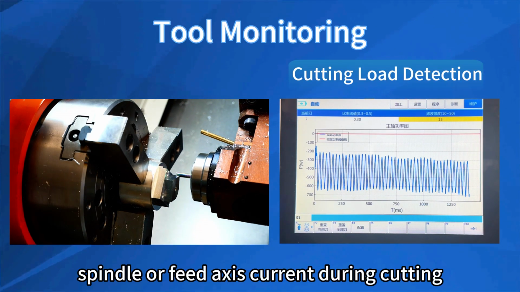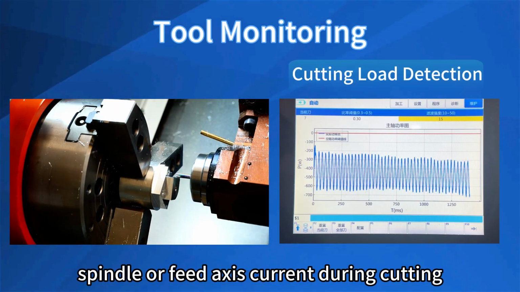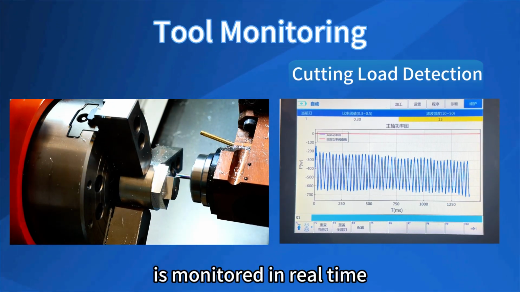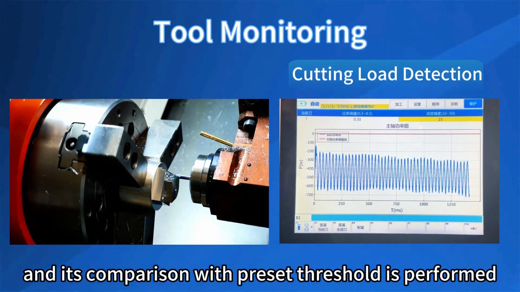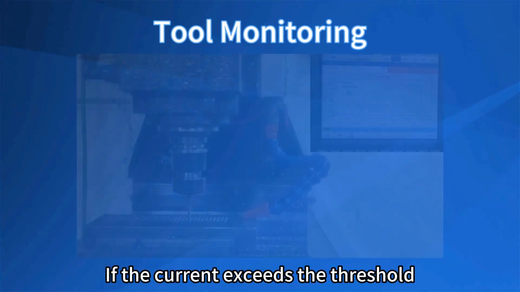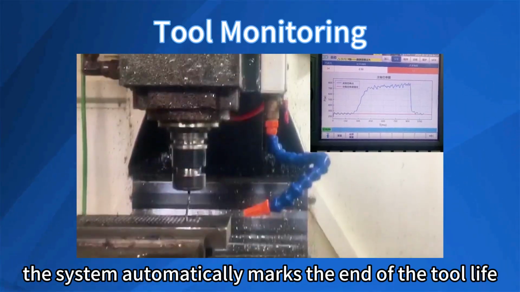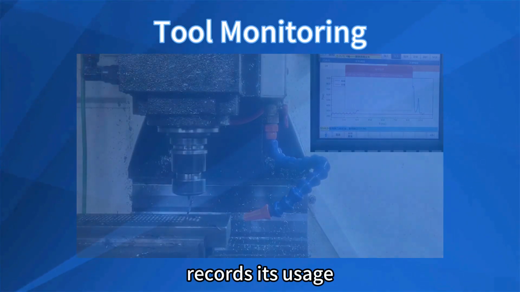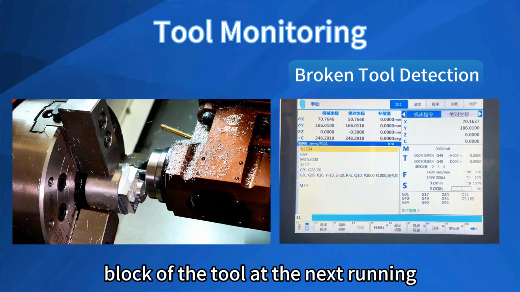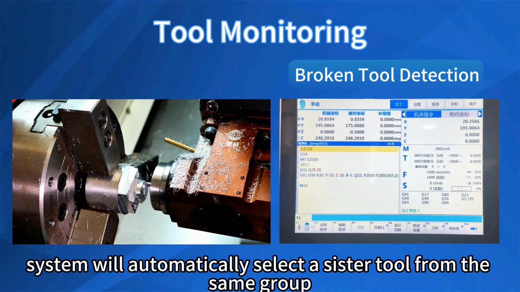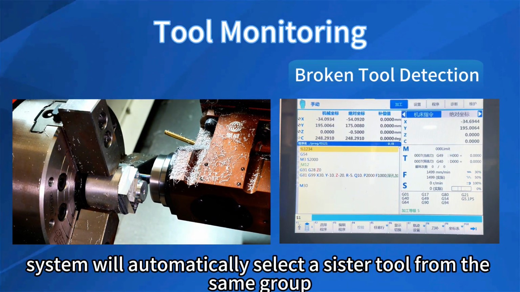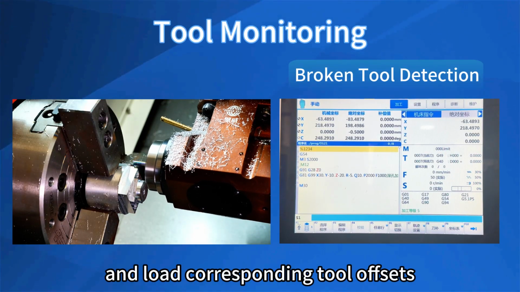With this function, spindle or feed axis current during cutting is monitored in real time, and compared with a preset threshold. If the current exceeds the threshold, the system automatically marks the end of the tool life, records its usage, and when calling the program block of the tool at the next run, the system will automatically select a sister tool from the same group and load the corresponding tool offsets.